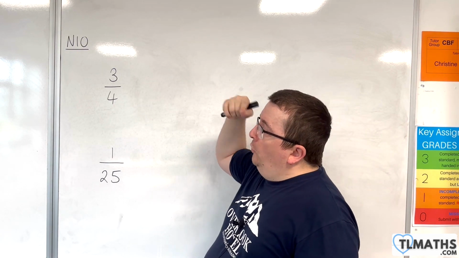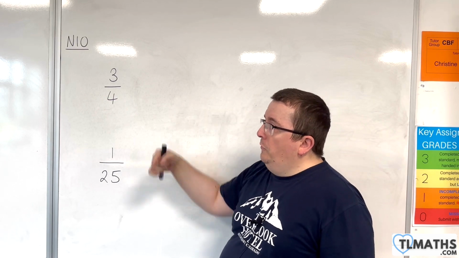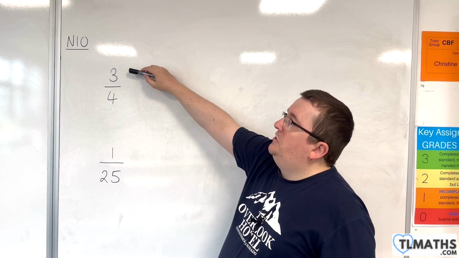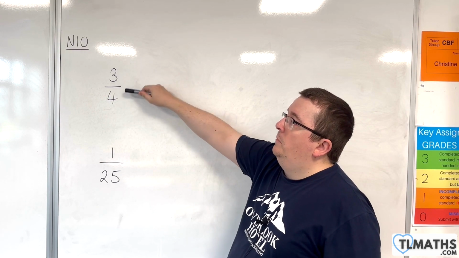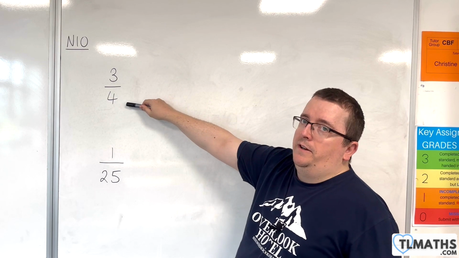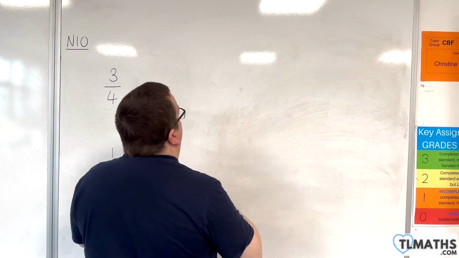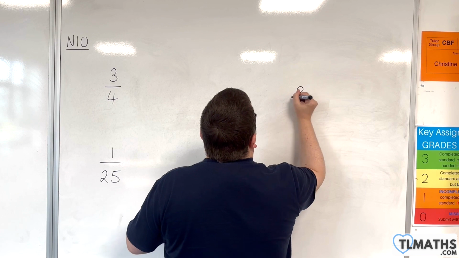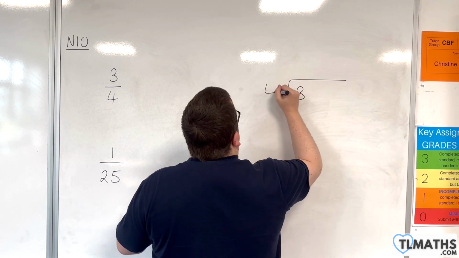So in order to convert it, the process that you go through is to divide the top by the bottom, the numerator by the denominator. So 3 divided by 4. And I'm going to use short division to do that.